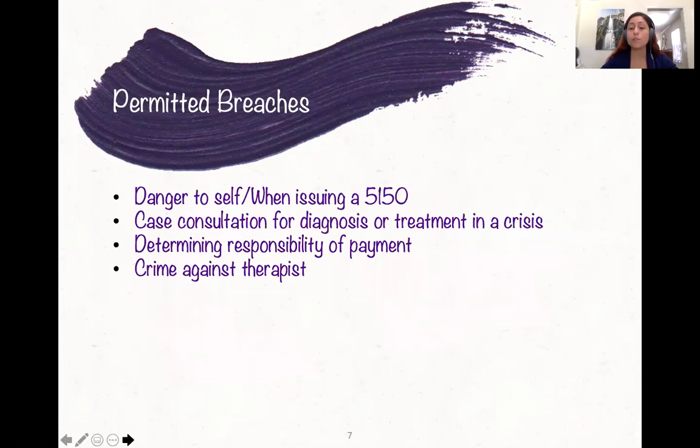Permitted breaches. So these are situations where you're allowed to break confidentiality and you won't get into trouble for it for the most part, but you don't have to. You're not mandated. So danger to self or when issuing a 5150. In these cases, you could possibly break confidentiality if someone's a danger to themselves, if it's clinically appropriate. So you need to weigh the benefits and the risks. So for example, doing a psychiatric hold, a 5150, is a breach of confidentiality. And so you'd need to determine whether or not that's the most appropriate thing to do in this particular case.